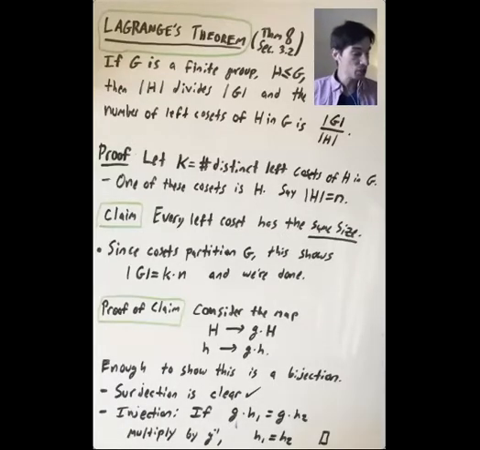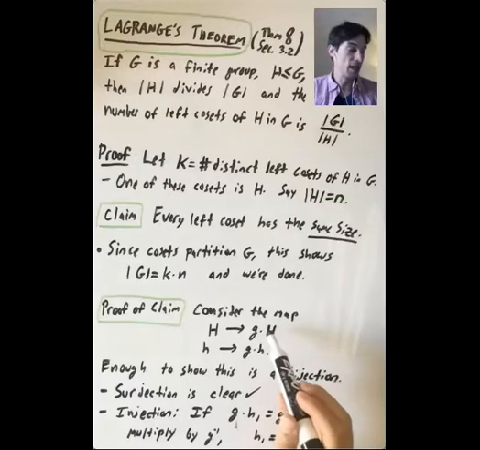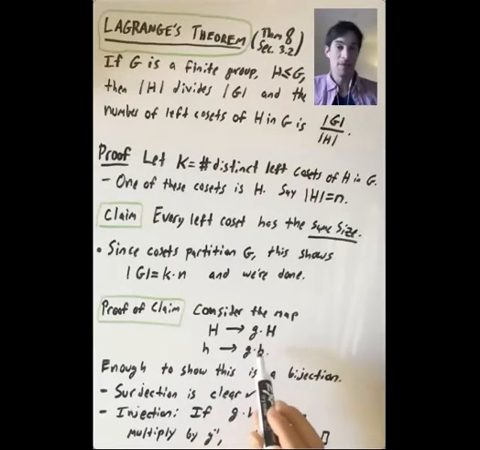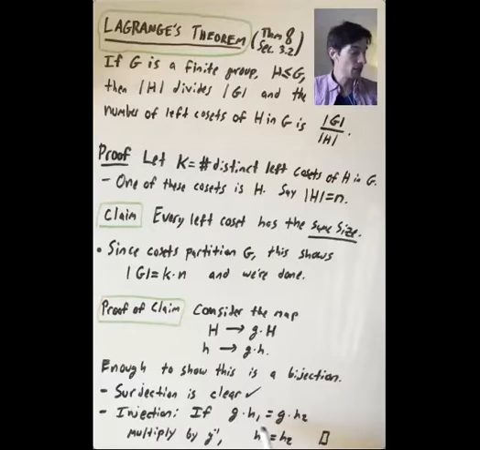So how do we show it's a bijection? Well, surjection is clear. If you think about the definition of the coset G times H, it's everything you can write as little g times something in H. To see that this is an injection, let's say two things in the image of this map are the same: if G times H1 equals G times H2, let's multiply both on the left by G inverse, and we see that H1 equals H2. That's what it means for this function to be injective. In the book, they prove this thing called the cancellation law for groups: if G times H1 equals G times H2, then H1 equals H2.